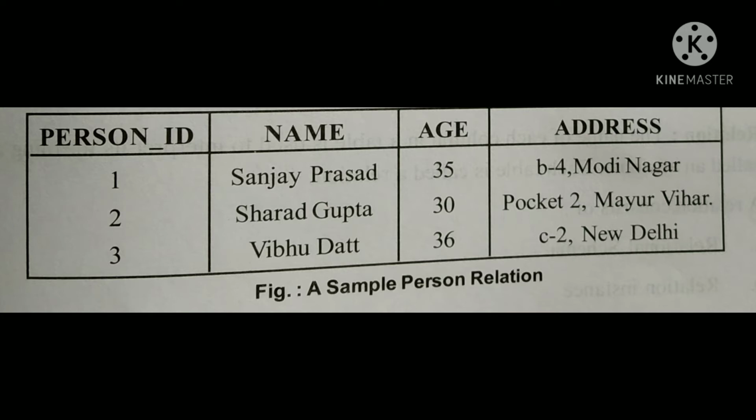For example, you can add a telephone number field in the table. Already you have four columns, that is the person ID, name, age and address, but you can also add another column, that is the phone number. This way additions are very easy.